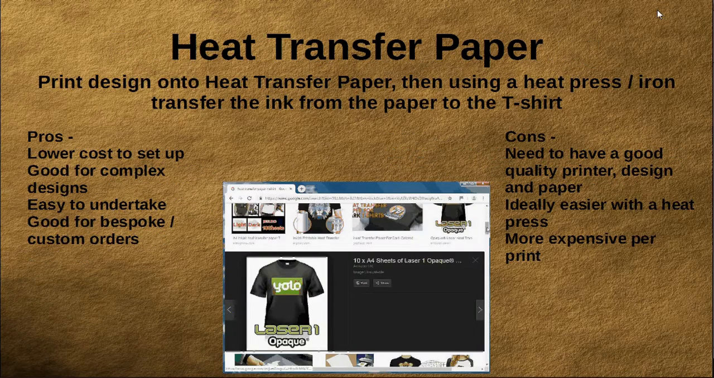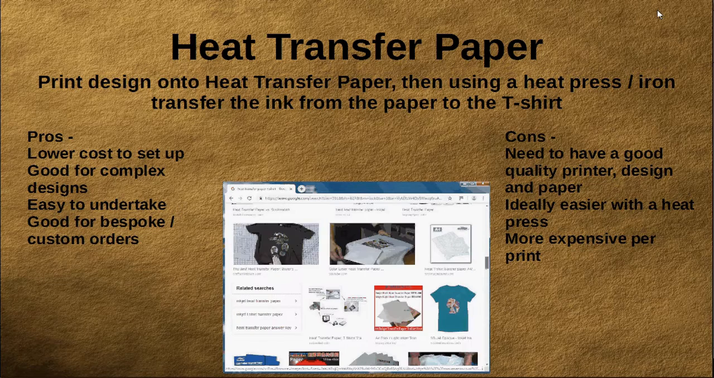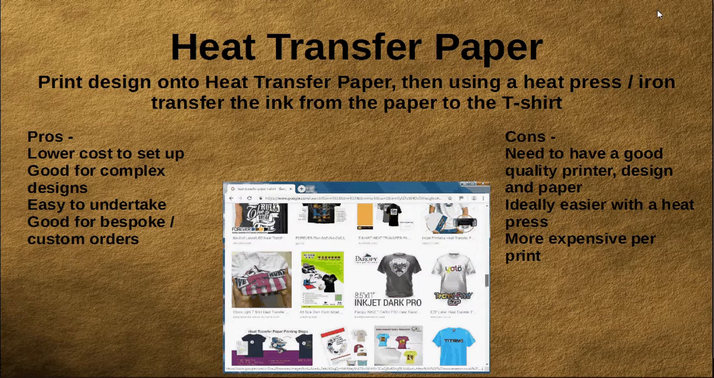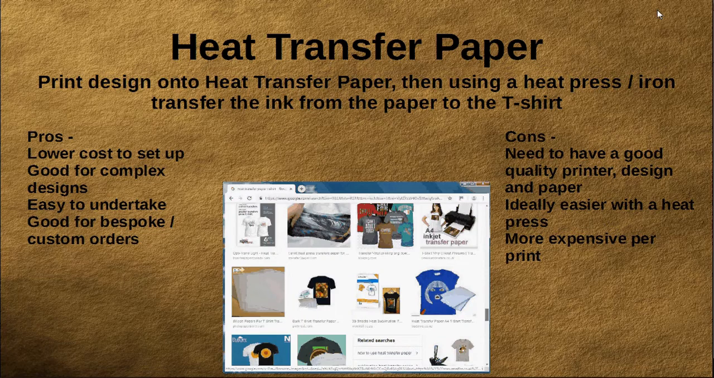The fourth option you can look at is heat transfer paper. This is where a design is printed onto heat transfer paper, and that print is just using a normal inkjet printer that you would have at home, and then using a heat press or an iron, you iron that design onto a shirt, and the heat transfers the ink from the paper to the shirt.